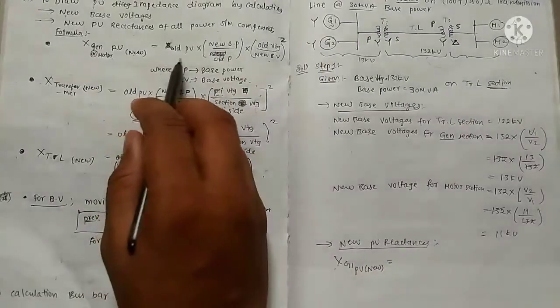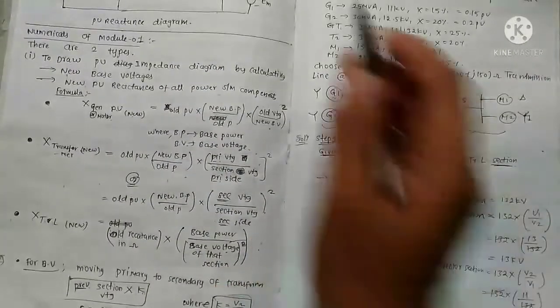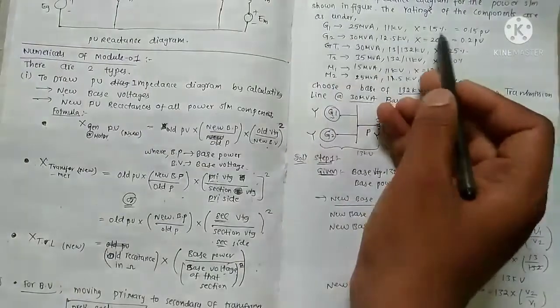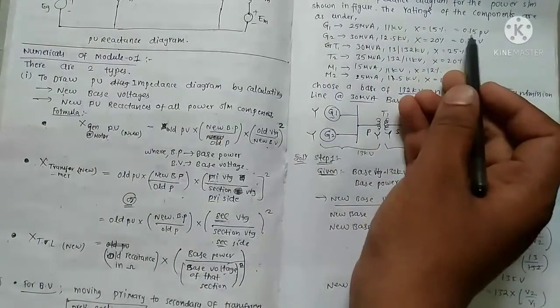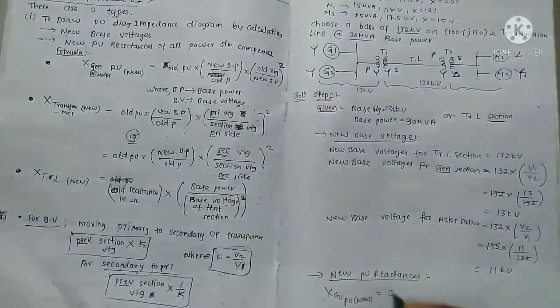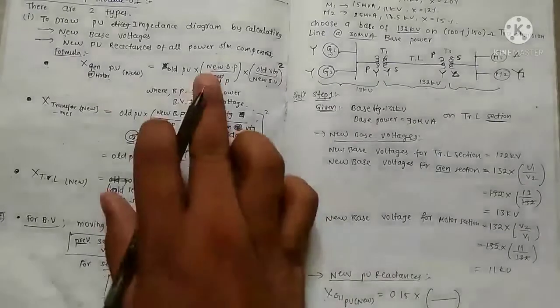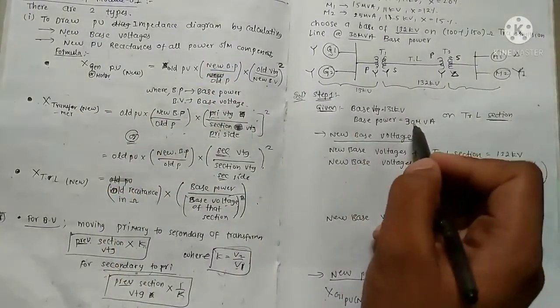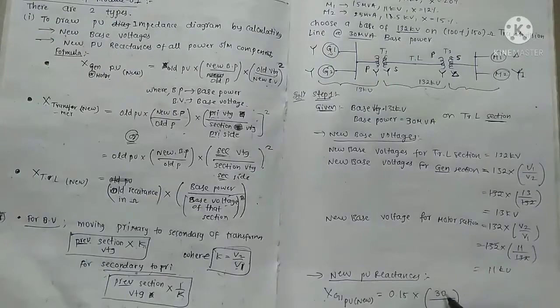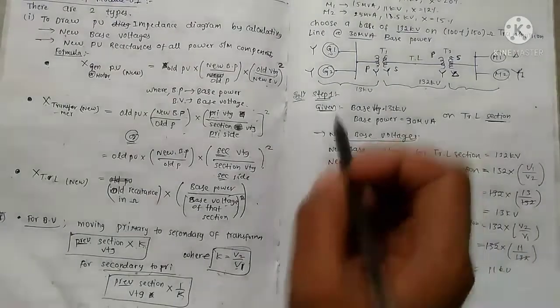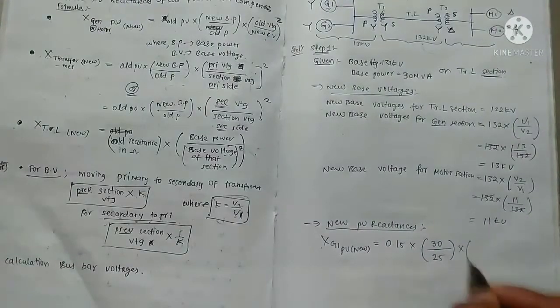according to this formula, multiplied by the power section. Old pu means what they give in the question. Generator G1 has X equal to 15%, that is 0.15, the old pu. Old pu multiplied by new base power over old power. The new base power we took as 30, and it remains the same for all components. The old power is 25 MVA for G1.